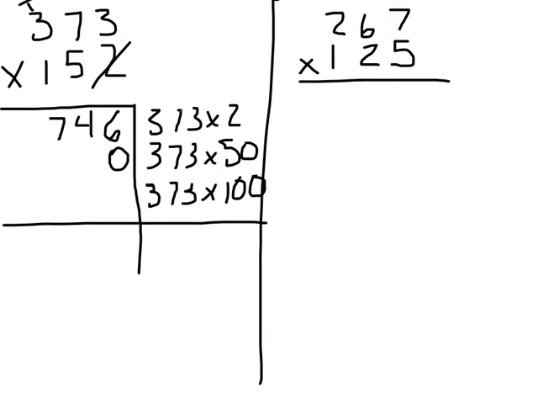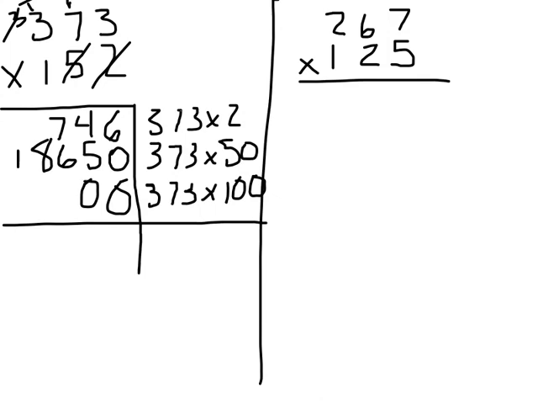What's 5 times 3? It's 15. Now I can multiply 5 times 7. It's 35, plus 1 more is 36. What's 5 times 3? It's 15, plus 3 more is 18. Now I'm done with my 5. I can drop 2 zeros because 1 is in the hundreds place.